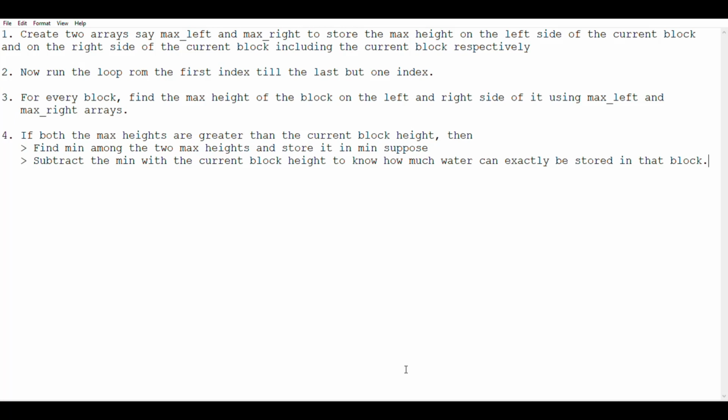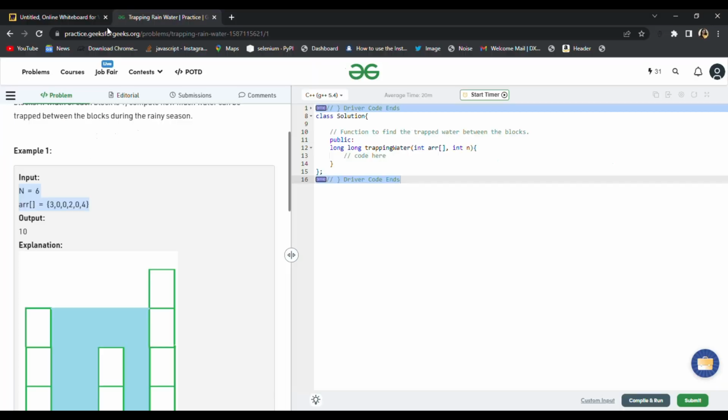Okay, we can store water till minimum height, which is stored in min variable. But this current block might have occupied some height, right? It might have some height, so that's why we are going to subtract the minimum with the current block height, so that we come to know how much water can exactly be stored in that block. So now we'll proceed with the code for this.